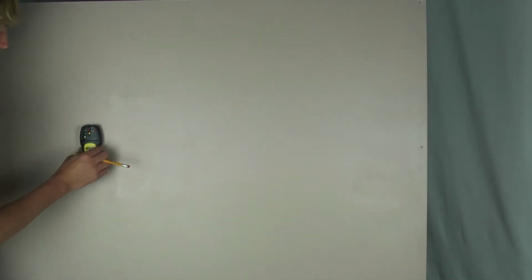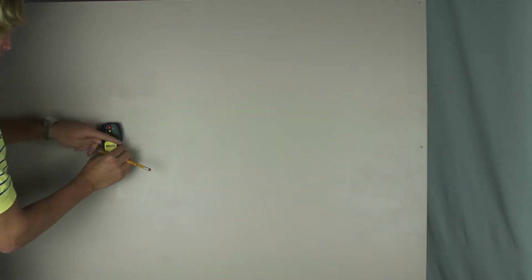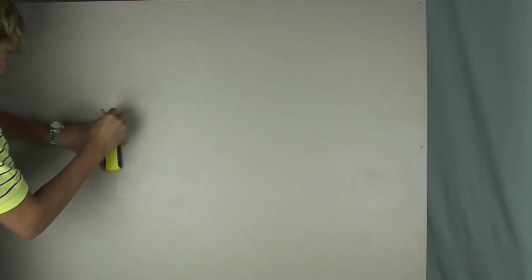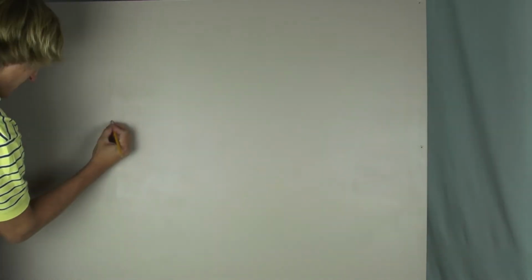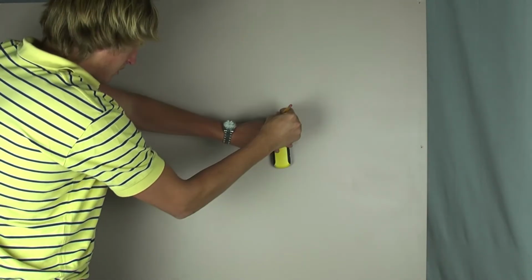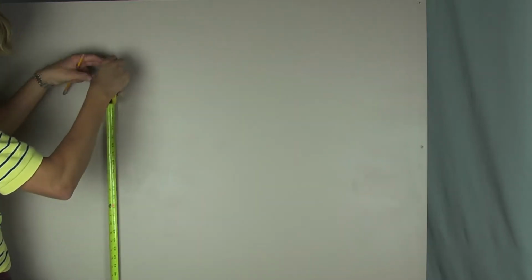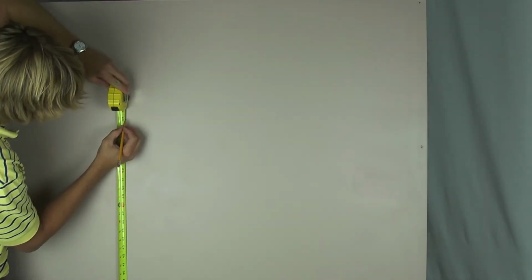Let's get started. First, you need to find a wall stud using a stud finder and mark both sides of the stud to find its center. Now, measure and mark the height at which you would like your shelf to be. Make sure that this mark is still on the center of the stud.